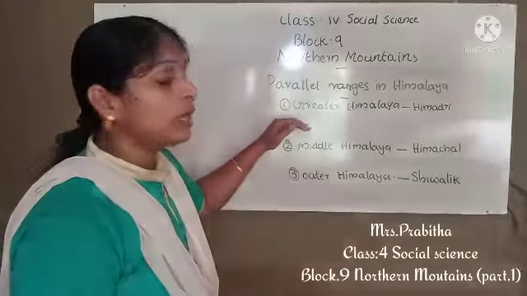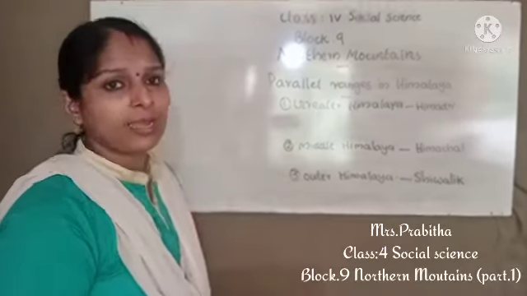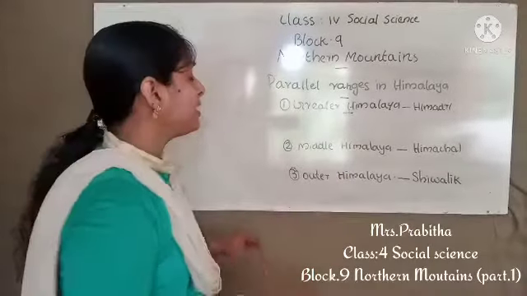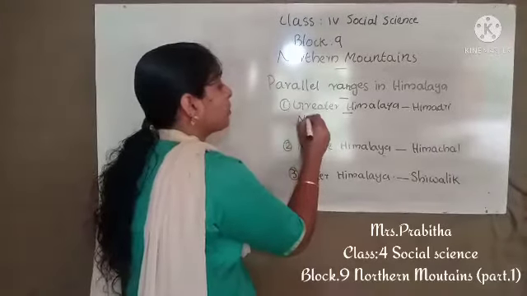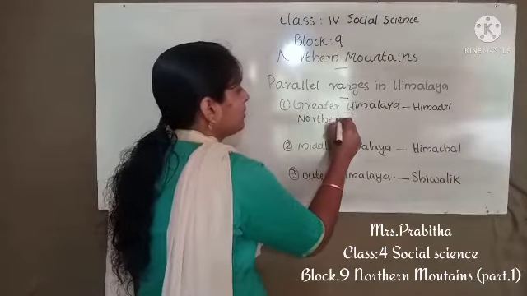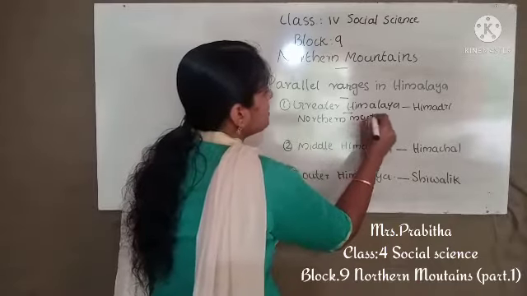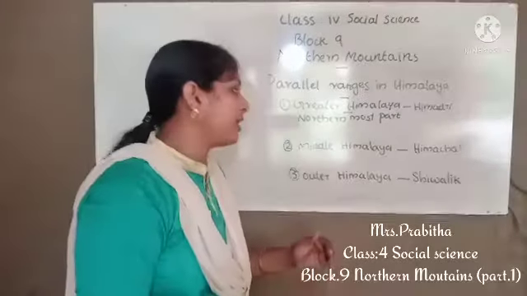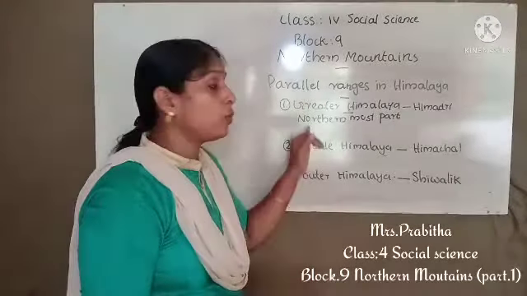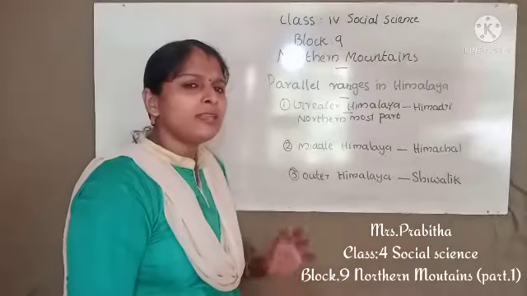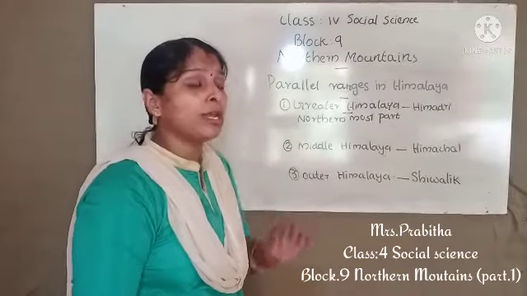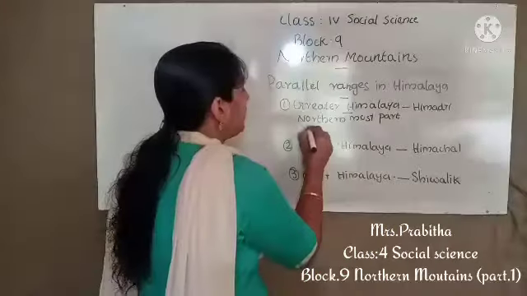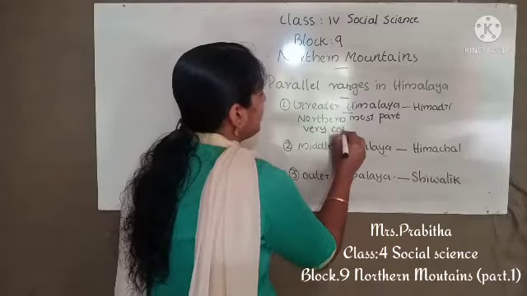Now we can study about each parallel range of Himalaya. So first we can study about Greater Himalaya. Greater Himalaya is the northernmost part of Himalaya. Northernmost part means it is the top part of Himalaya. The upper part of Himalaya is called Greater Himalaya. In this part, we know a very cold climate will be there. So life will be very difficult here.